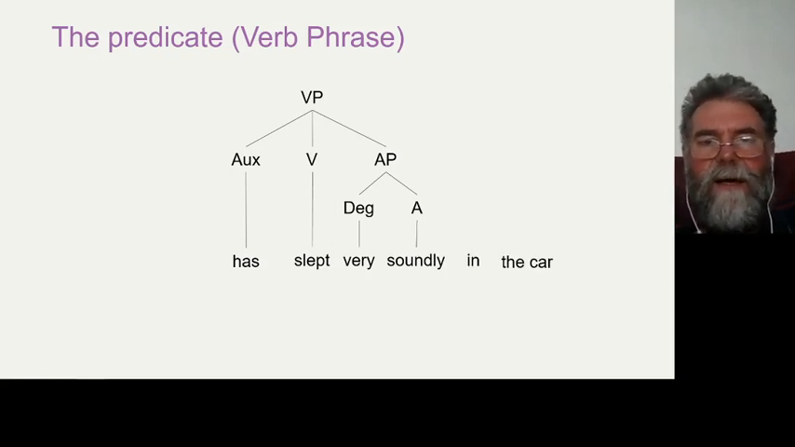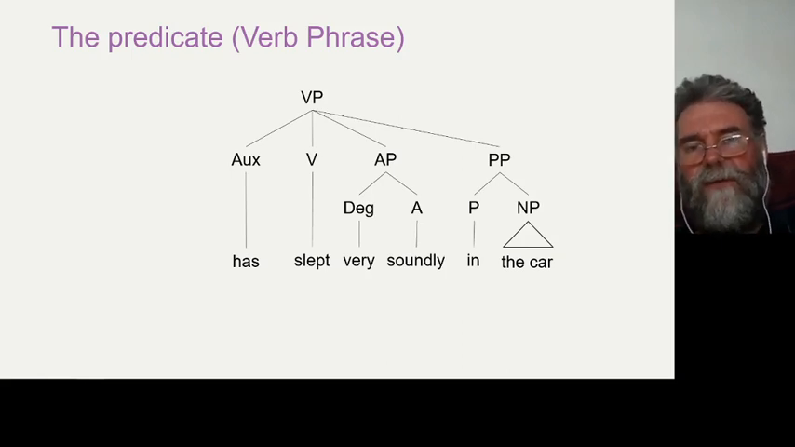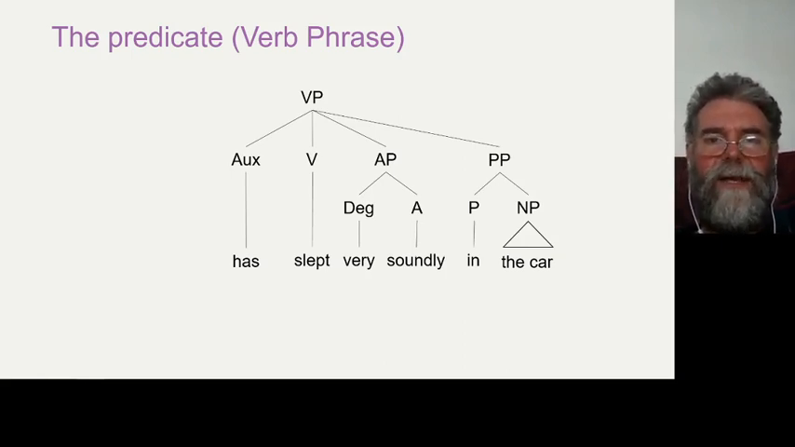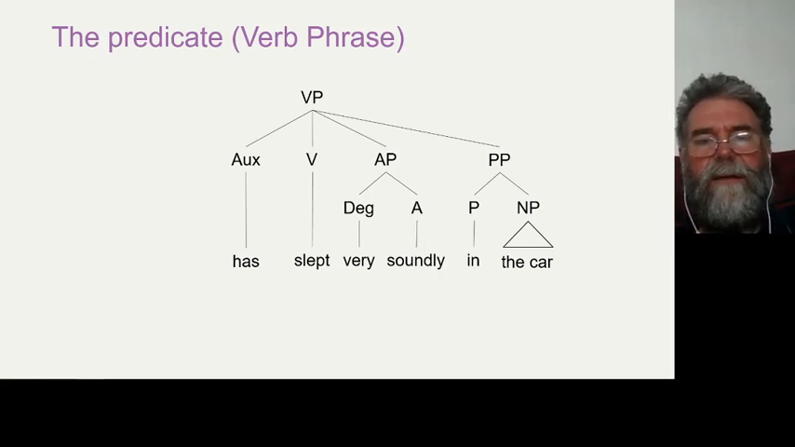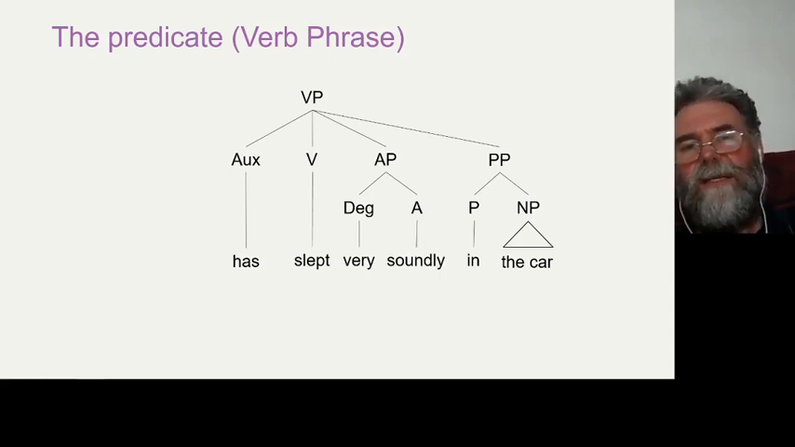Furthermore, we can add other kinds of phrases here, this time following the verb again, something like in the car. Now, in the car is another instance of one of these preposition phrases. It's got a preposition, in, followed by a noun phrase, the car, and then that goes together to form a preposition phrase. So once more we see then that the verb phrase can be complicated. It has internal structures. It can contain phrases inside phrases.